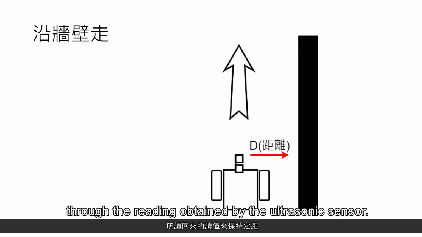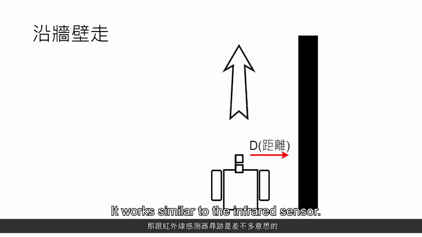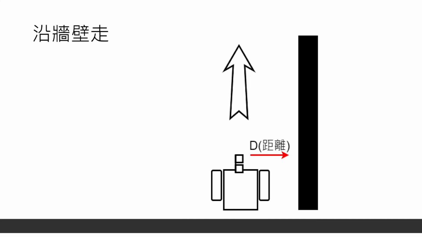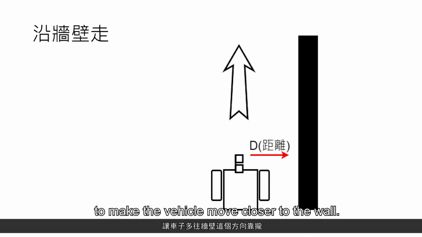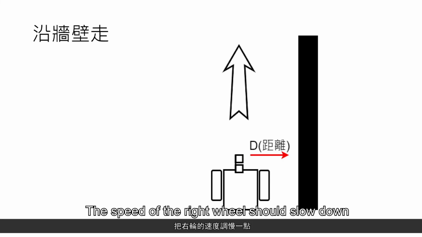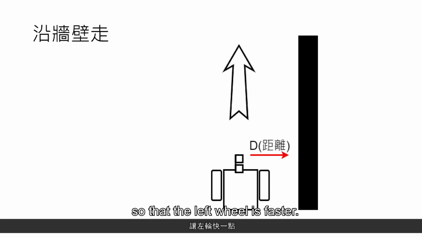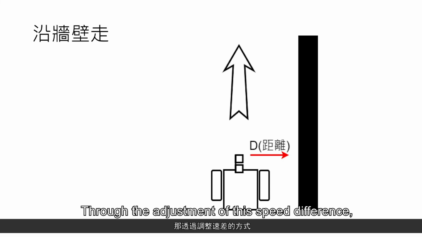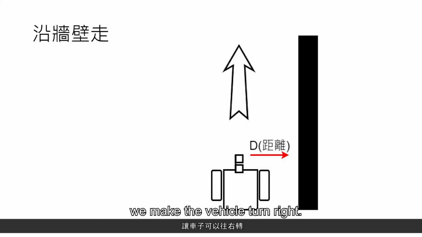Through the reading obtained by the ultrasonic sensor, it works similar to an infrared sensor. When the distance is far, then I need to find a way to make the vehicle move closer to the wall. Using this topic as example, the wall is at the right. So what should we do? The speed of the right wheel should slow down so that the left wheel is faster. Through the adjustment of the speed difference, we make the vehicle turn right.